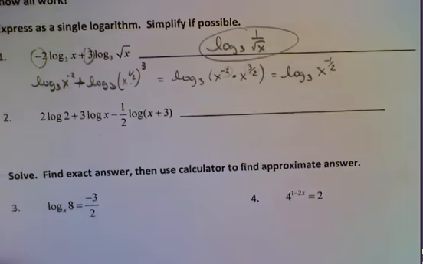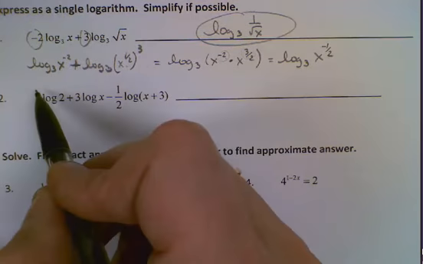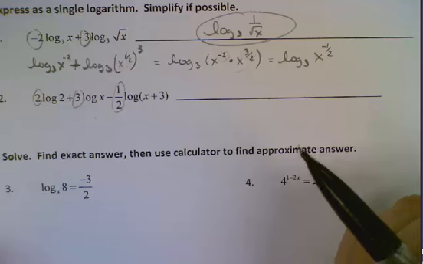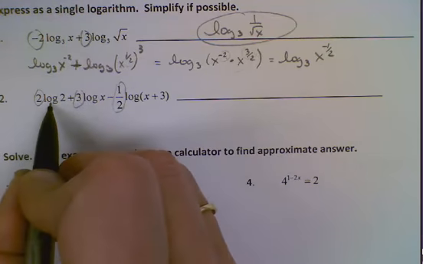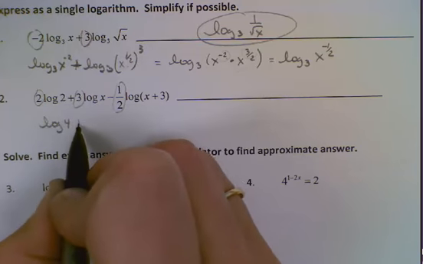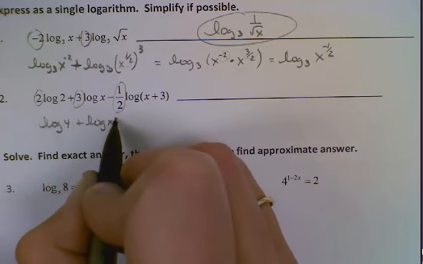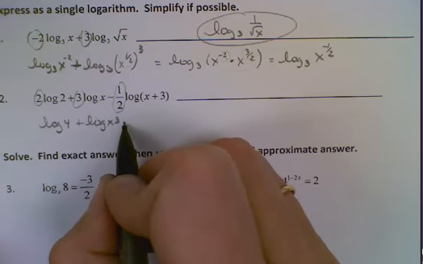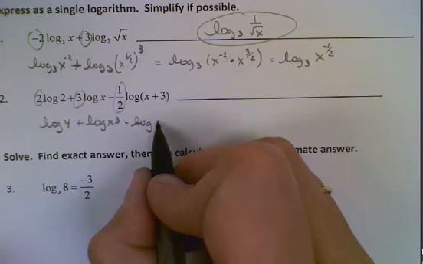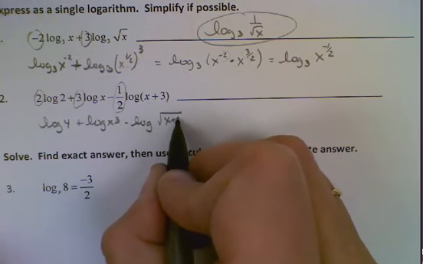All right, number 2, same kind of thing. I see I have a 2, I have a 3, and I have a 1/2. So I take care of that first. So this is going to become the log of 2 squared, which is the log of 4. This is going to become the log of x to the third. And then this is going to become the log of x plus 3 raised to the 1/2, which really means I'm taking the square root of x plus 3.